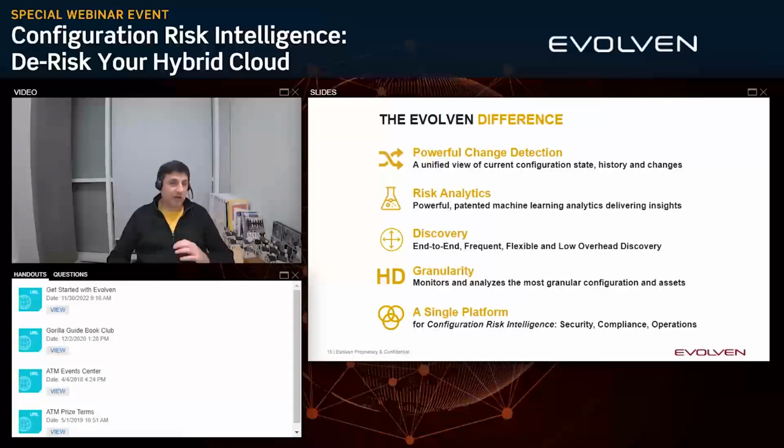And again, there are solutions that are targeting operations. There are solutions that are targeting compliance. There are solutions targeting security. But as I said already, the impact is shared. The risks are shared. And we are Evolven, a single platform that provides configuration risk intelligence for security, for compliance, and for operations, all in one platform.